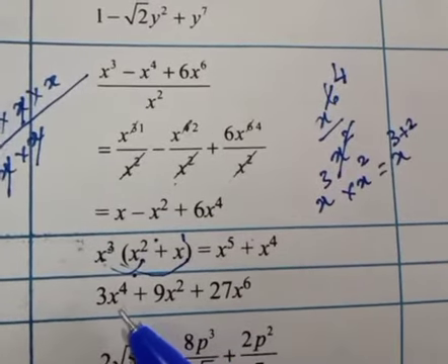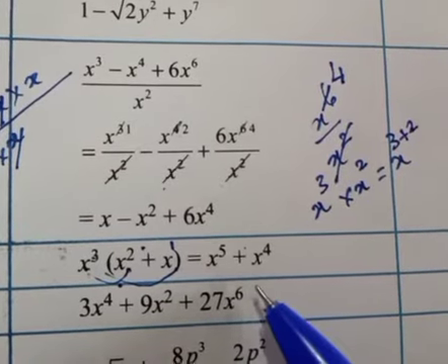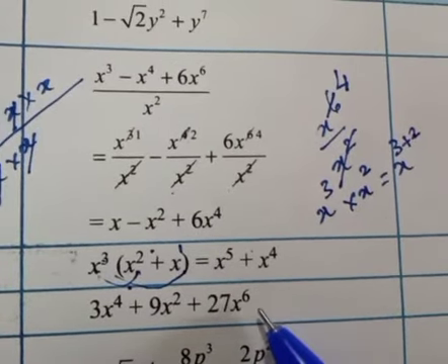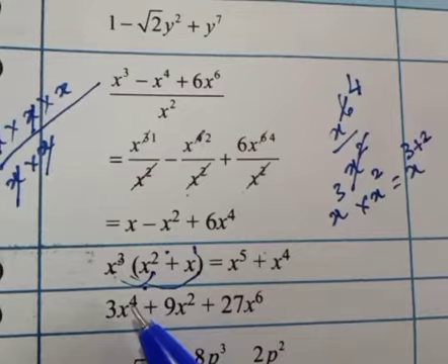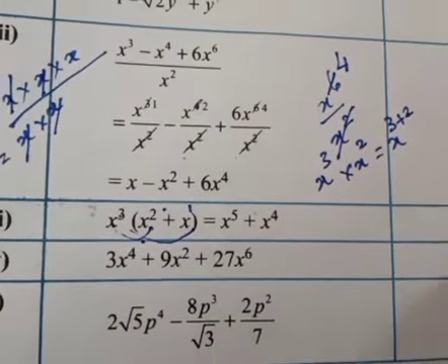For this fourth problem, 3x power 4 plus 9x square plus 27x power 6. It is in a simplified form. So you have to check the power, which is the greatest power? 6. So degree is equal to 6.